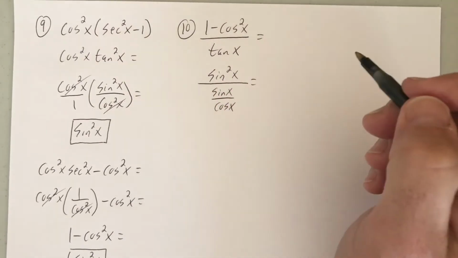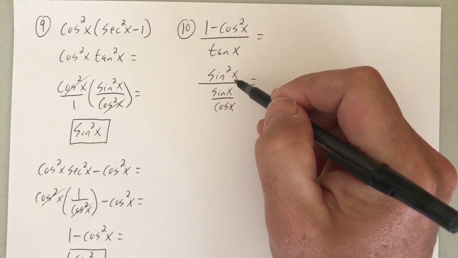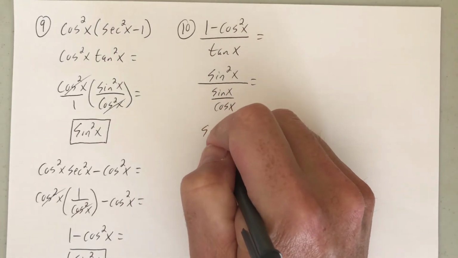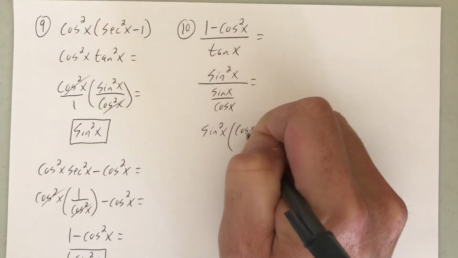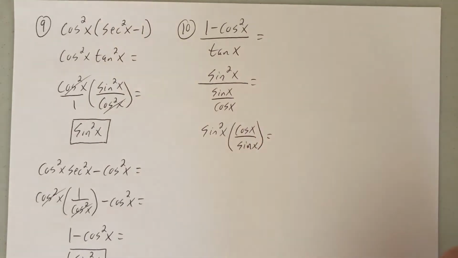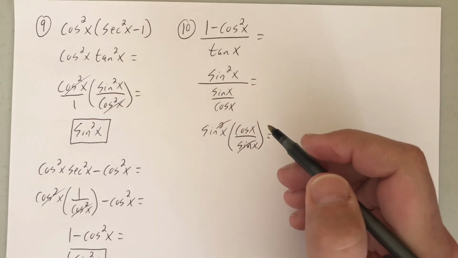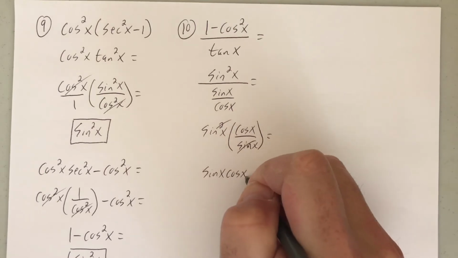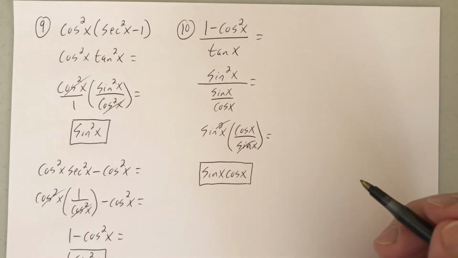So now, like we did in the other problem, I'm going to flip this and change it to a multiplication. So that is going to be sine squared x times, flip and multiply, cosine x over sine x. And then I can reduce one sine in the bottom, one up in the top, and now that's just going to leave me with sine x cosine x. And that is the simplified version for this answer.